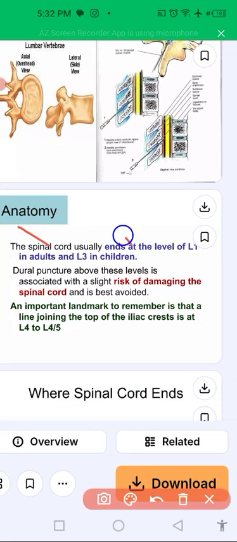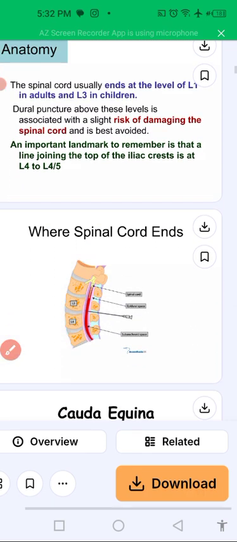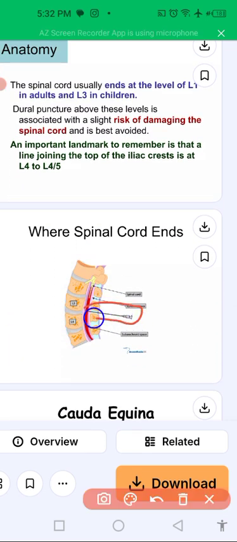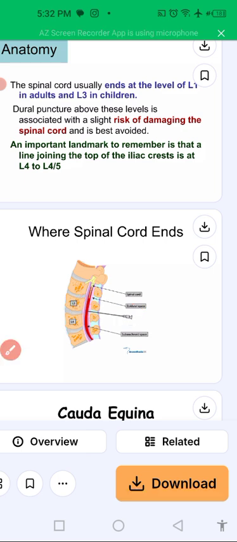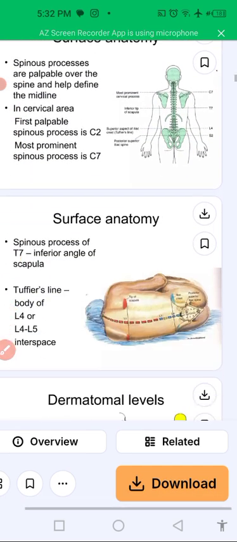The spinal cord usually ends at L1 in adults and L3 in children. So we have to perform lumbar puncture at the L3, L4 level, and dural puncture above these levels is associated with the risk of damaging the spinal cord. To avoid that, we have to locate the top of the iliac crest, which is known as Tuffier's line, L4, L5, and then insert a spinal needle at L3, L4. In this way we can do successful spinal anesthesia.